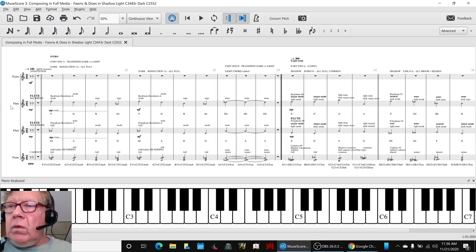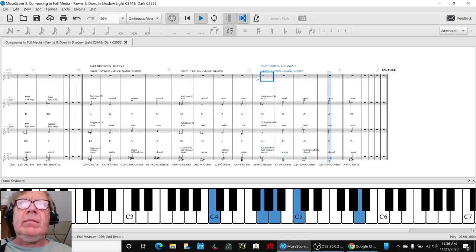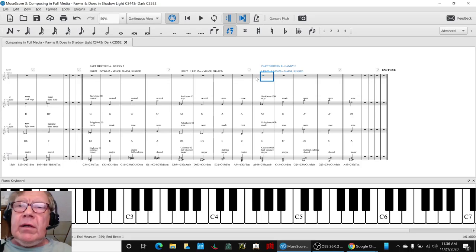So normally the way we'd do this is play the last few bars. Exactly.